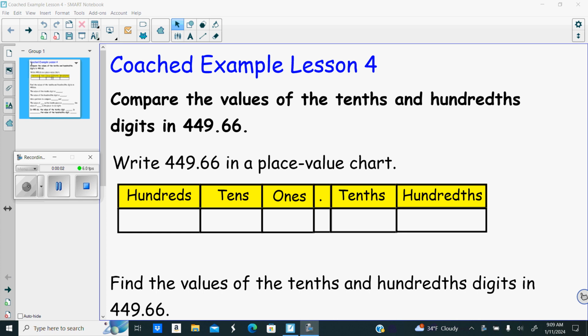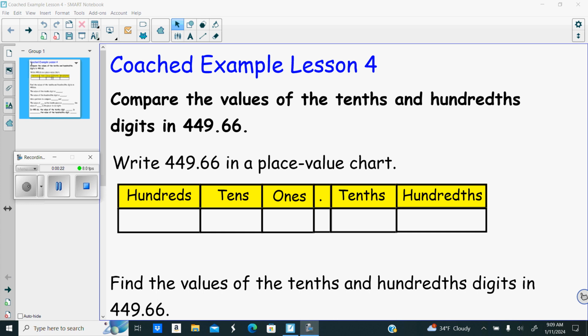This is coached example lesson 4. This coached example is going to help us with the problems in our review lesson 4. In this particular example, we're going to compare the values of the tenths and hundredths digits in 449.66.